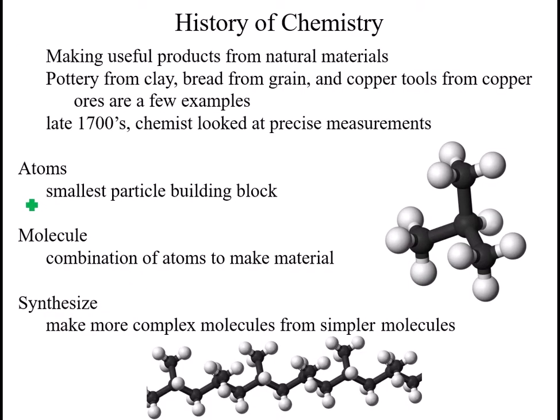So chemistry, however, is a relatively new field. People started making products from natural materials. They made pottery from clay, bread from grain, copper tools from copper ores. But it wasn't until the late 1700s, so we're talking just over 200 years, about 250 years actually, that chemistry has been a field. Compare that to biology and a lot of other sciences, they're much older fields. And in chemistry, we basically have two divisions. We have atoms, which is the smallest building block, and we have molecules.